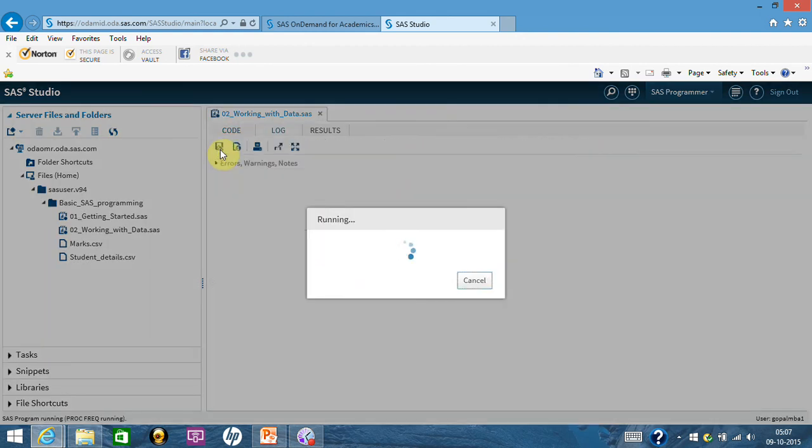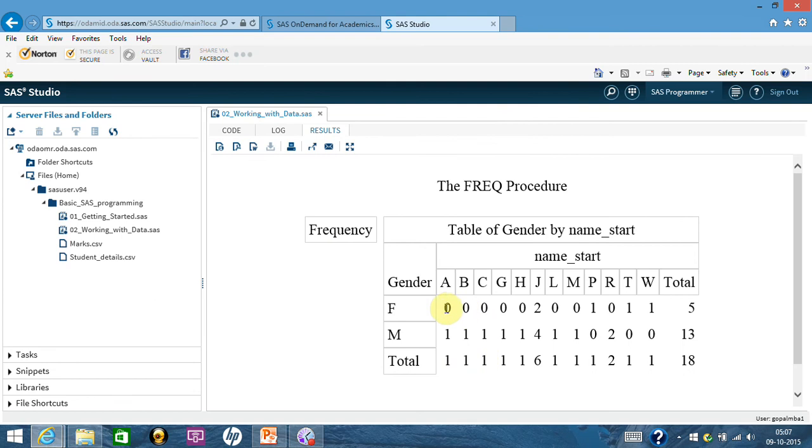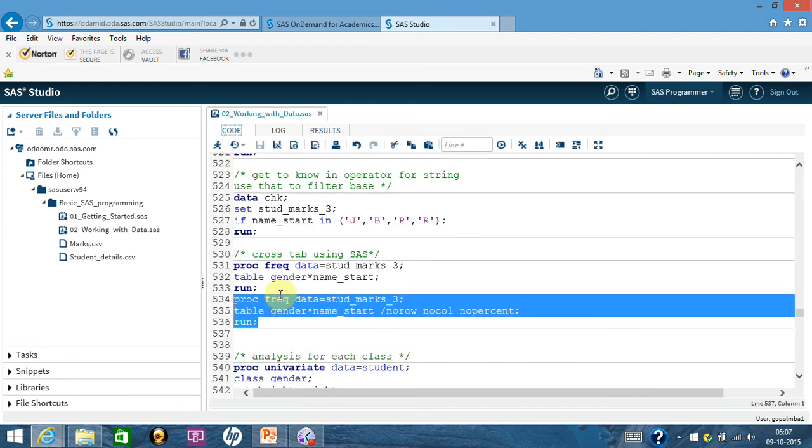So let me show it to you. Now it has just given you the numbers. It hasn't given you row percentage, column percentage, all those things. And this is also desirable because at times I'm looking for this kind of information. You don't need anything more than that. So that's how you create the crosstab in SAS.